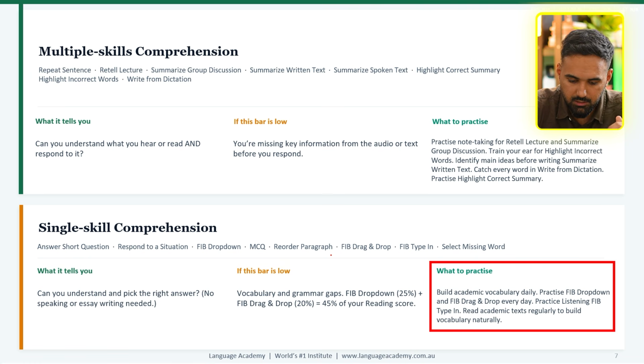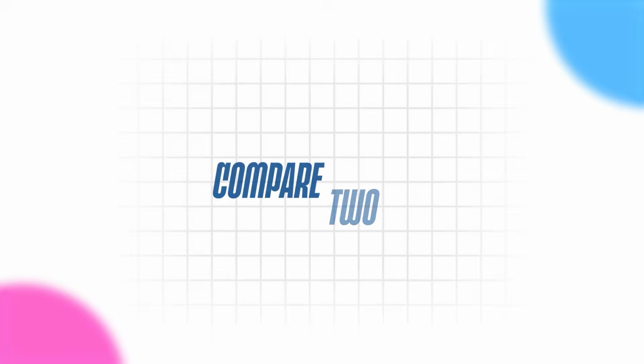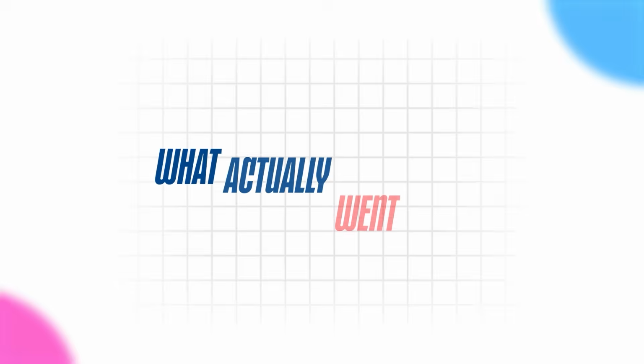Alright. If this is low, you have to work primarily on both the reading fill in the blanks and reorders, then a bit on listening fill in the blanks. MCQs are not really important, so you don't have to worry about it. Alright. Now, how you have to compare 2 bars to figure out what actually went wrong.